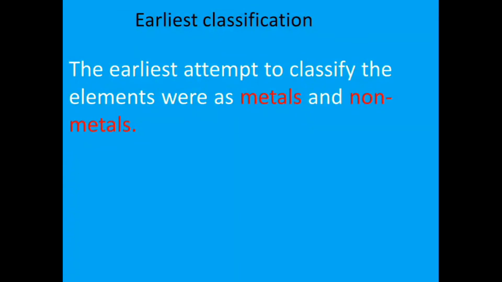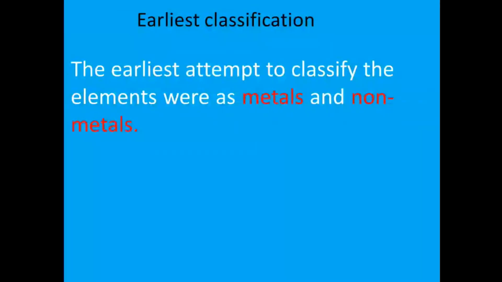The earliest way scientists classified elements was as metals and non-metals. But there was a problem. If you just classify elements based on metals and non-metals, there are instances where a third type of element arises, which has both the properties of metals and non-metals. Then how do you group such elements? For that, there is a separate class which we call metalloids.